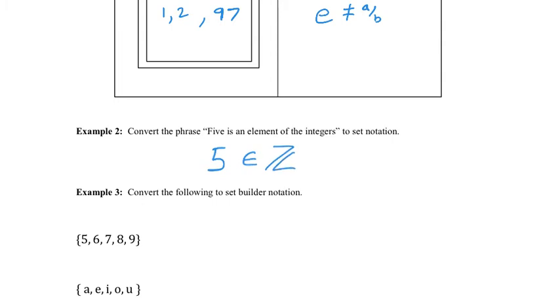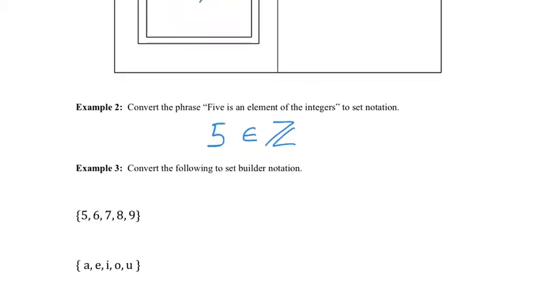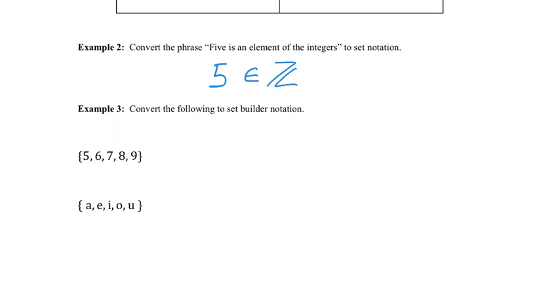Okay, so if we want to convert the following into builder notation, we have the integers 5 to 9, or natural numbers, because there's no negatives in this list. So we can say that n is an element of the natural numbers such that this number n is in between 5 and 9, and including 5 and 9.